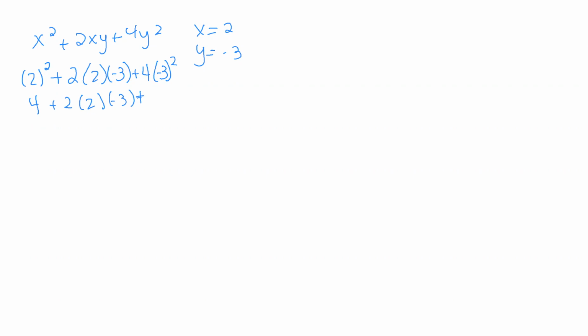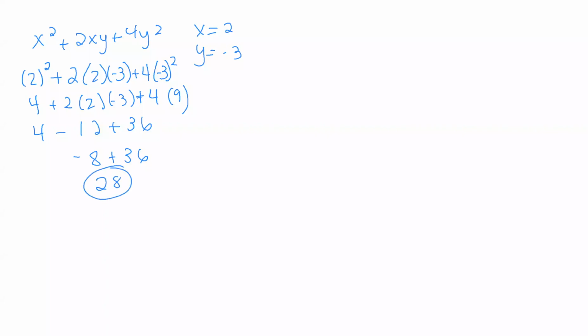And then -3 squared is 9. We'll go ahead and deal with the multiplication next. 2 times 2 is 4. 4 times -3 is -12. And then 4 times 9 is 36. So 4 minus 12 is -8. -8 plus 36, let's see, would be what? 28. And there you have it.